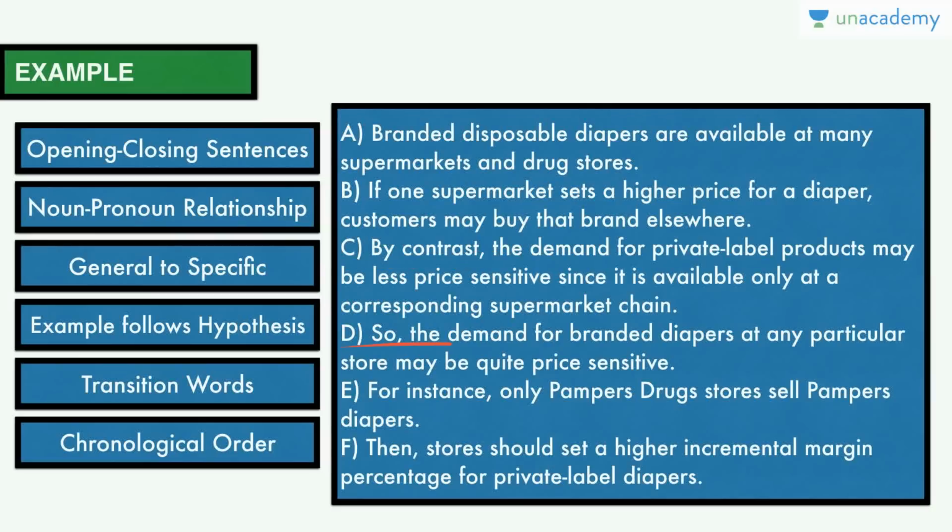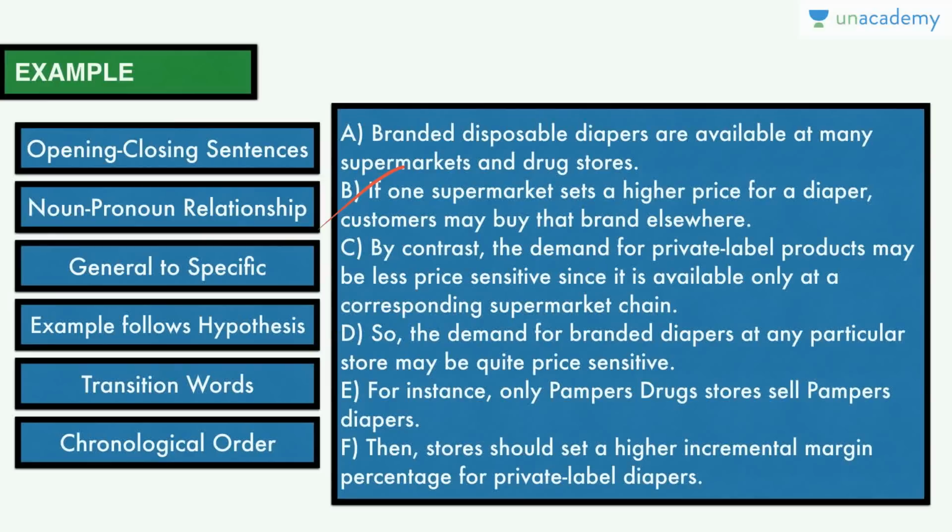And is E the example for C? Yeah, available only at a corresponding supermarket chain. So the example for C is E. So CE, DCE. Okay. So we start off with A. Will D come first or will B come first? So the demand for branded diapers at any particular store may be quite price sensitive. Okay, got it. It'll be A, D, B.